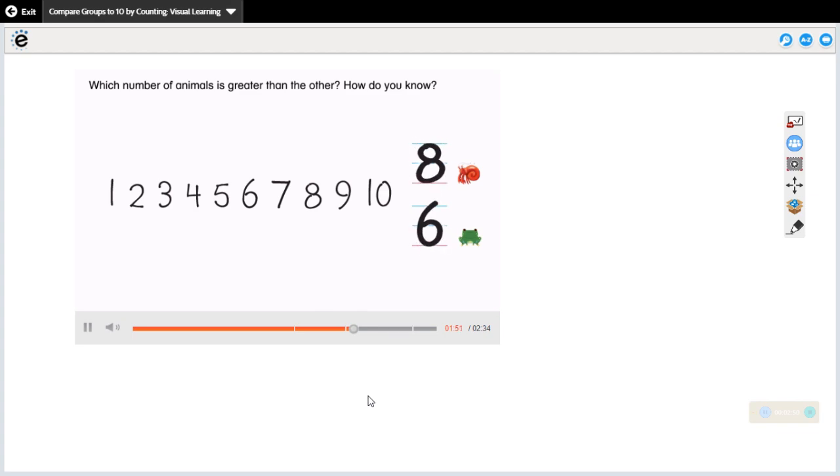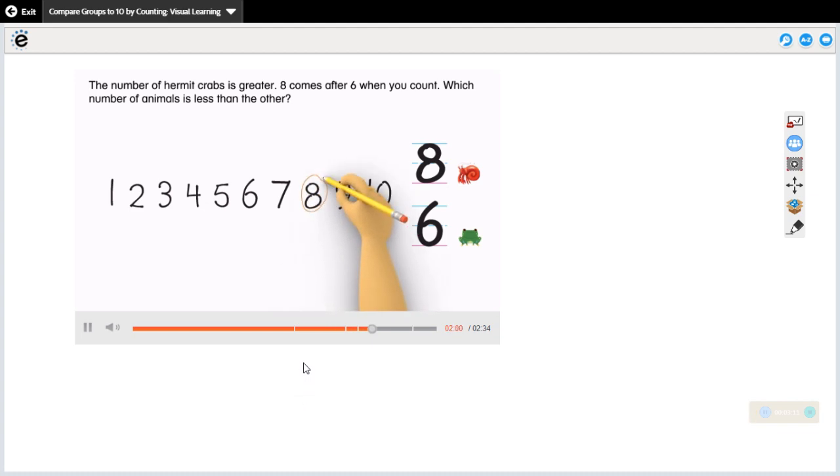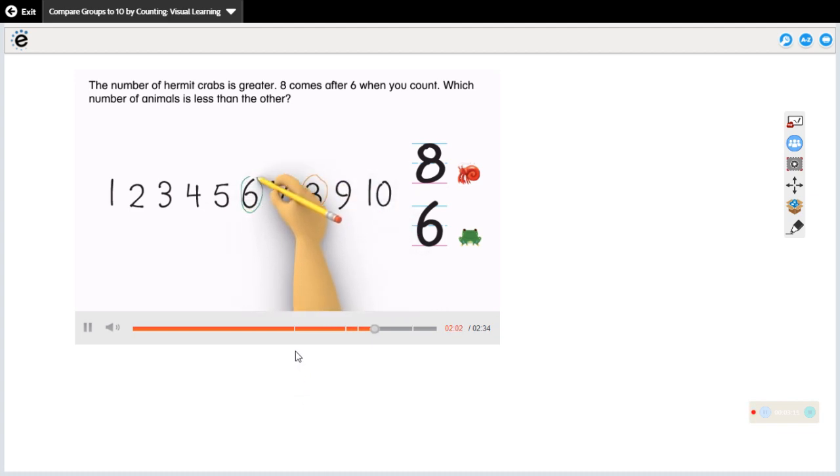Which number of animals is greater than the other? How do you know? So look at this. We have 8 and we have 6. Which one is greater, do you think? The number of hermit crabs is greater. 8 comes after 6 when you count.